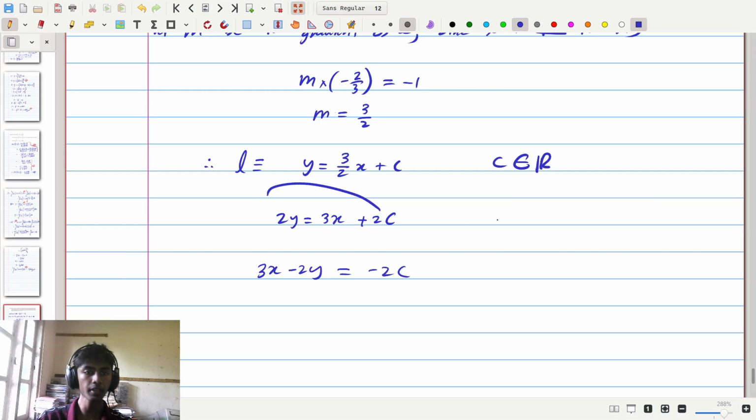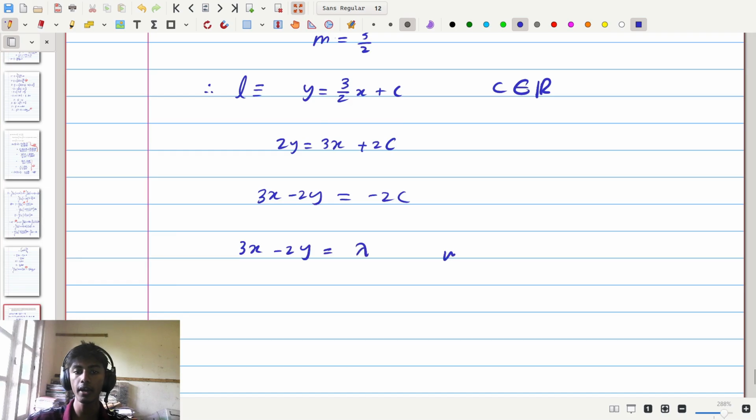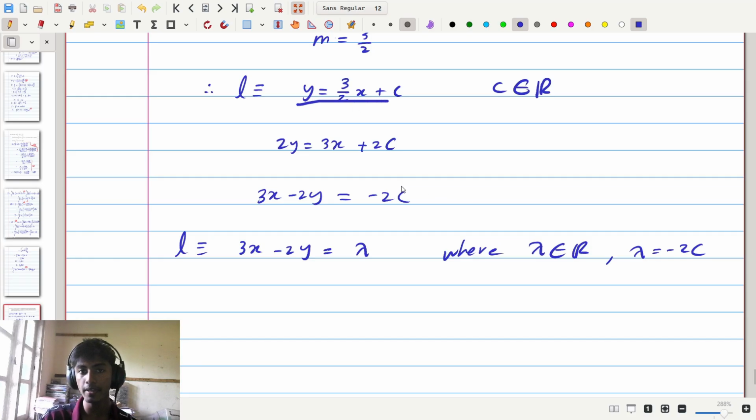2c. Now here we can see, if instead of minus 2c we had lambda, we would get the form 3x minus 2y equals lambda, where lambda is some element of the real numbers and lambda is the same thing as minus 2c. So with that we will get L in the form that they wanted, which is L given by 3x minus 2y equals lambda, where lambda is some constant, and in this case lambda is equal to minus 2c, where c is the constant in the gradient-intercept format of the line L.